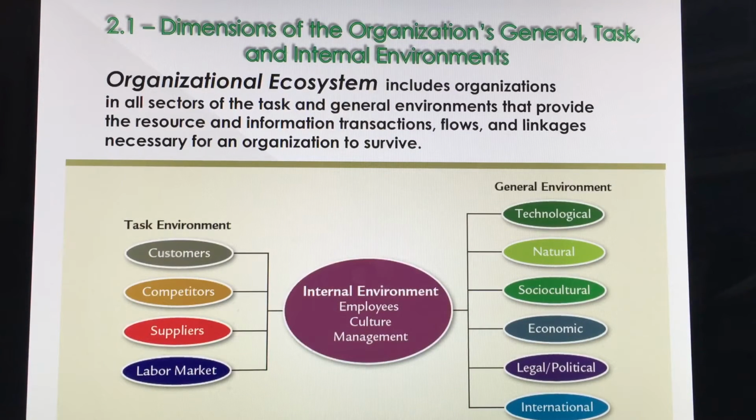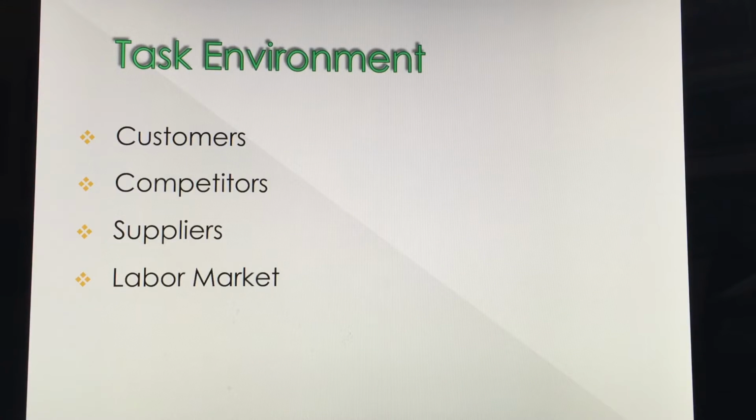So you can see the author breaks it down to three areas: the task environment; the internal environment, which basically means culture; and the general environment: technology, the natural world, sociocultural, economic, legal, political, international. In the task environment, you have to take care of your competitors, your customers, your suppliers, and maintain your labor market. Labor market's very important because certain organizations need a minimum of employees to exist.